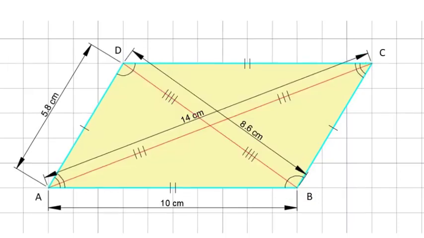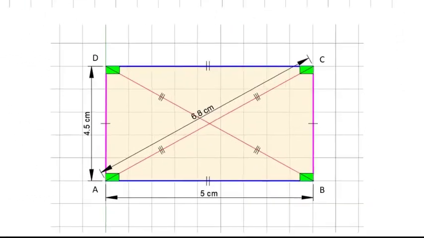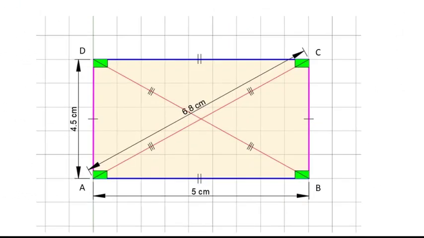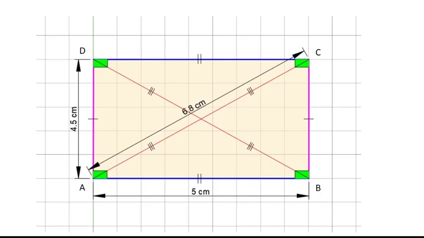The second type of quadrilateral is a rectangle. A quadrilateral having all angles right angles is called a rectangle. Here, in the given figure alongside, you can verify the properties of a rectangle. The first property is opposite sides are congruent. That is, segment AD is equal to segment BC, segment CD is equal to segment BA. Second property is diagonals are congruent, that is segment BD is equal to segment AC.